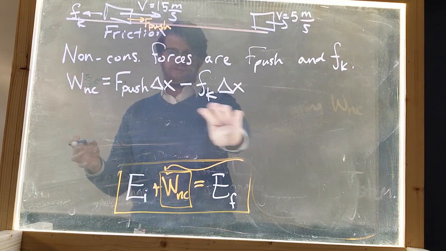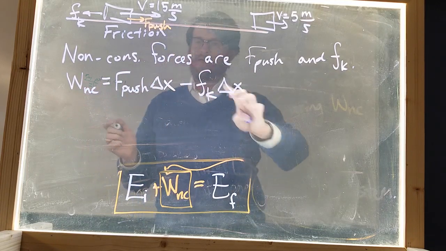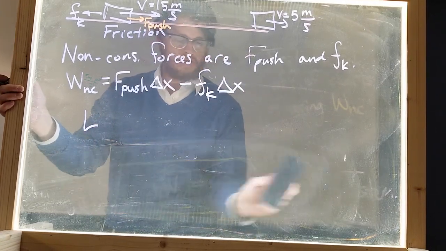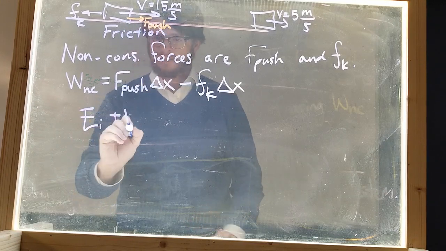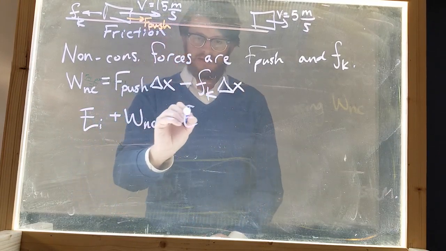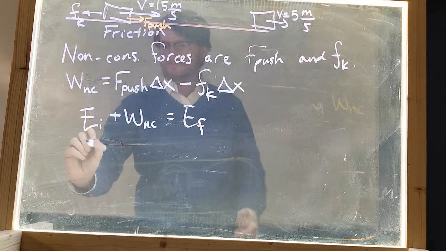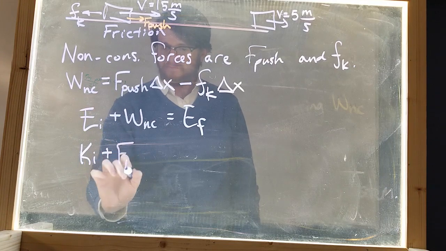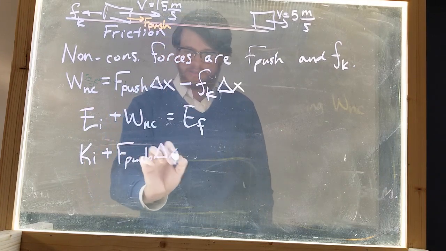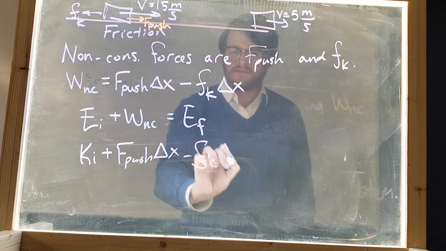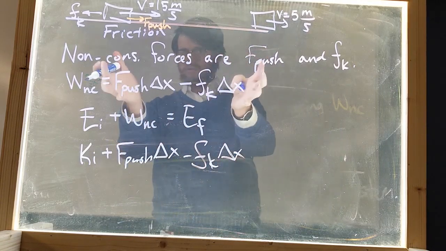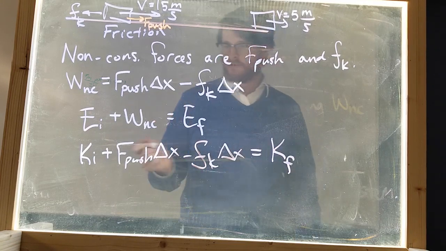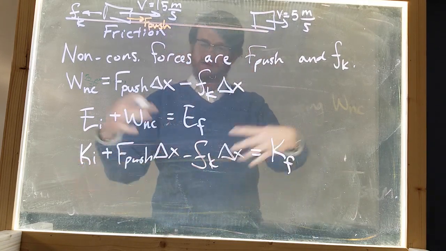So this is the expression for the work due to non-conservative forces. And so we're going to say, again, with our main formula, E initial plus the work due to non-conservative forces equals E final. Again, we're on a flat surface, so we only have K initial plus F push delta x minus Fk delta x. This whole thing is just work due to non-conservative forces, equals K final in this example.